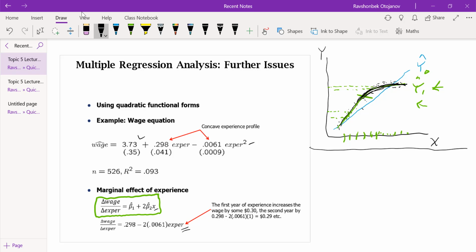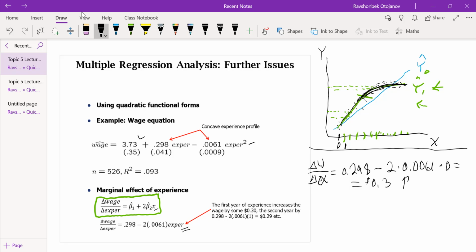Let's say the change in wages when experience changes is equal to 0.298 minus 2 times the value here of the coefficient estimate times, let's say experience increased from 0 to 1 year. So the initial year was 0. Then you will get a coefficient estimate here of, let's say, roughly 0.30. Yeah? So an additional year of experience from 0 to 1 basically increases our wage by that much.